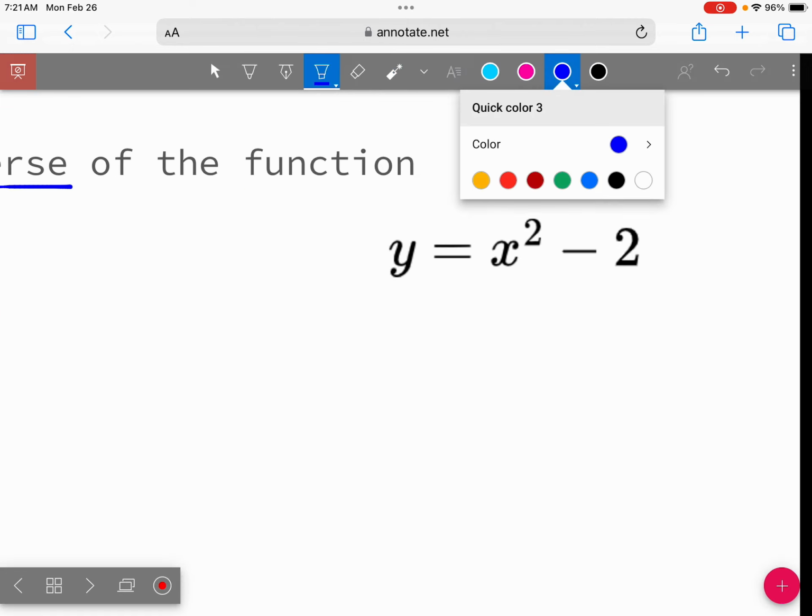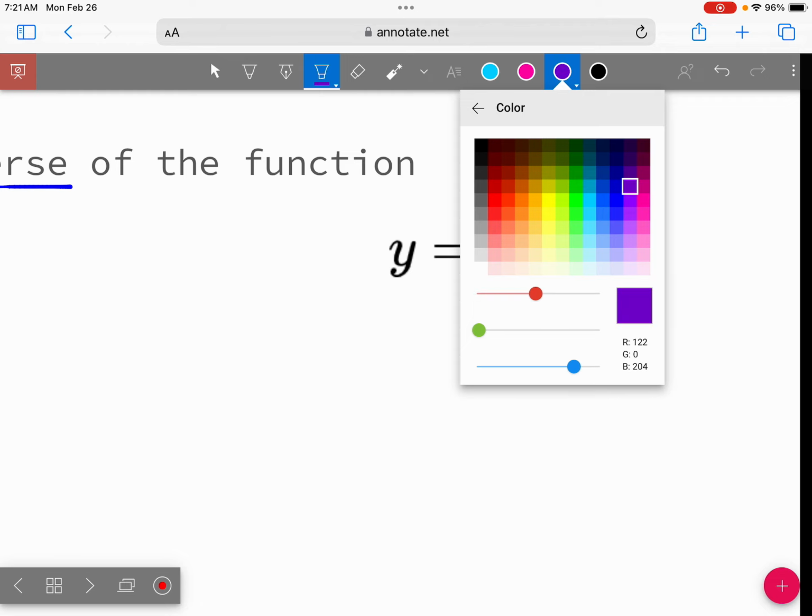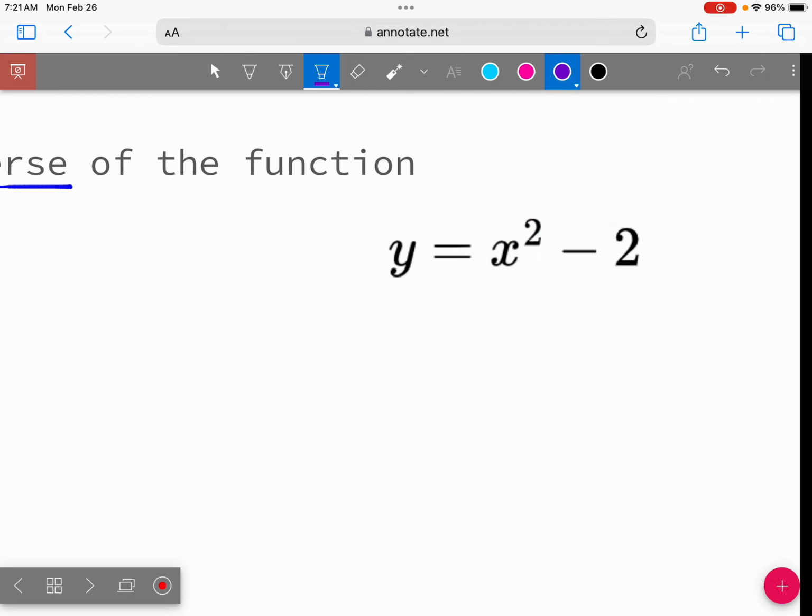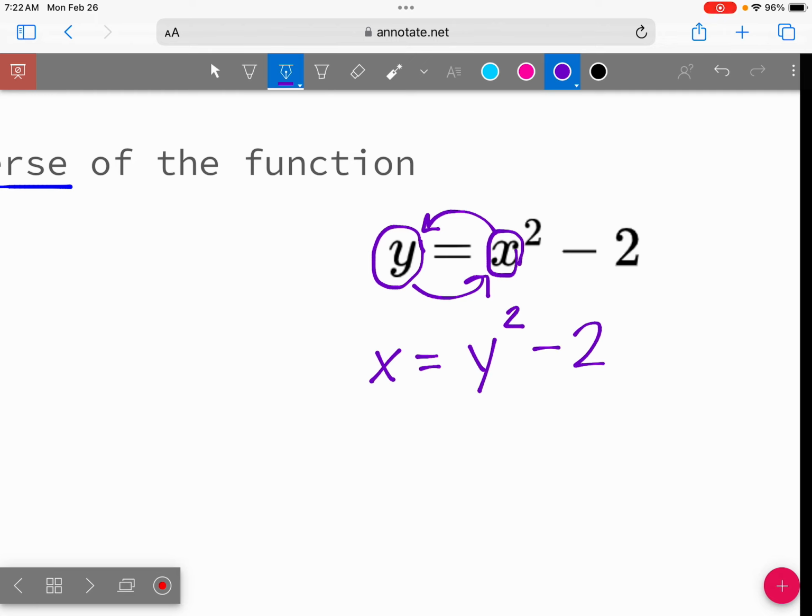On the right-hand side, we're going to do a very similar thing. We're going to start with switching the letters x and y. This is the step that makes the inverse. We switch the x and the y. So we have x equals y squared minus 2. It's now the inverse function. It's just really bad math grammar.